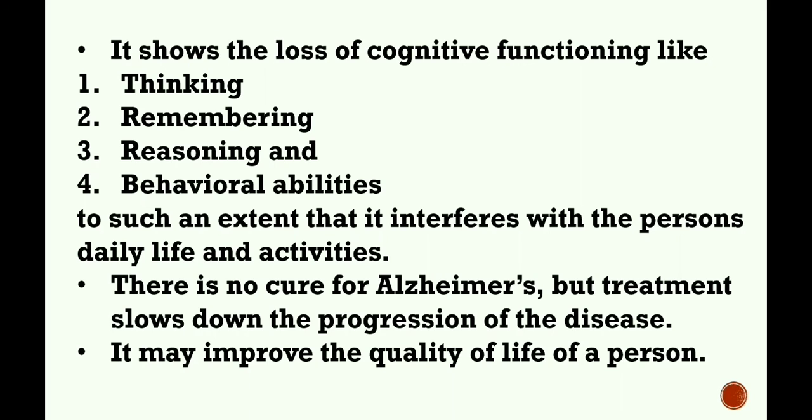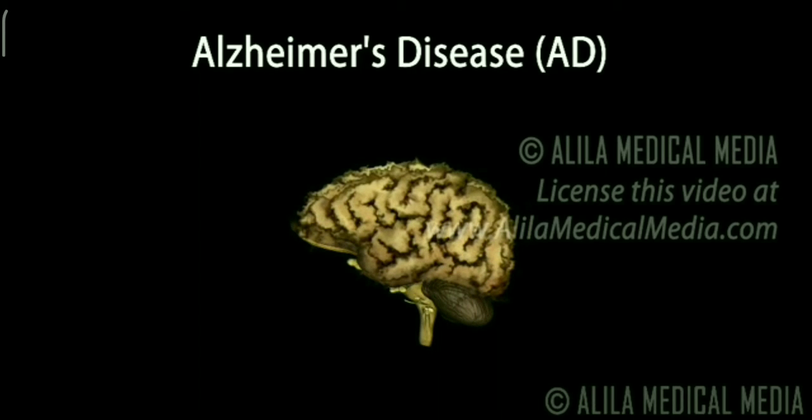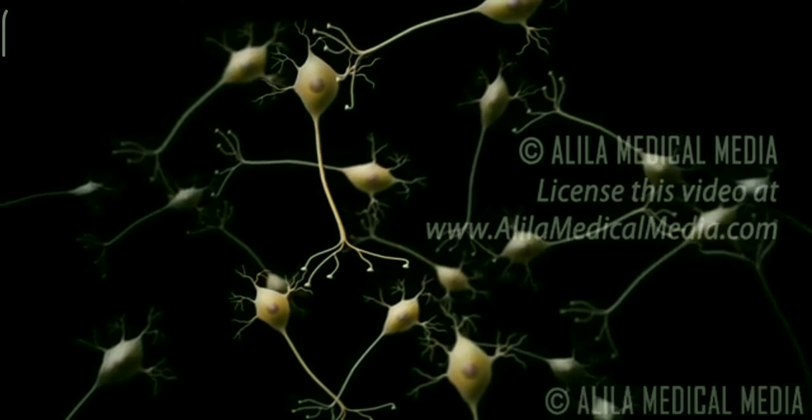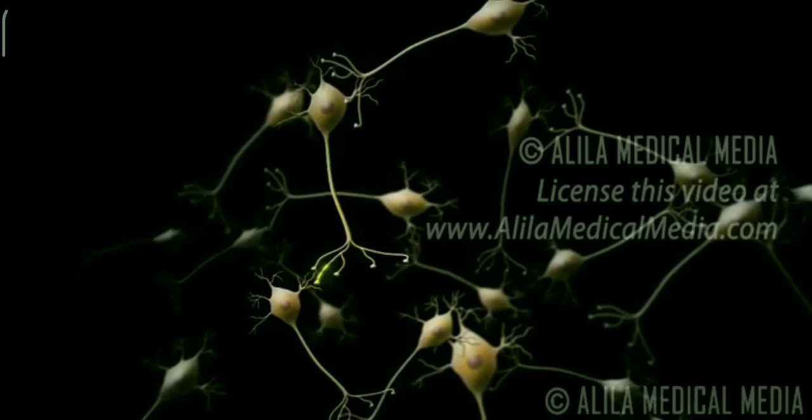Because of this, it becomes difficult for a person to survive and to understand things properly. Actually there is no cure for Alzheimer's disease, but treatment can slow down the progression of the disease, and it may improve the quality of life of a patient. It is the most common form of dementia. Its incidence increases with age, showing loss of cognitive functioning. It occurs due to loss of cholinergic and other neurons in the central nervous system.